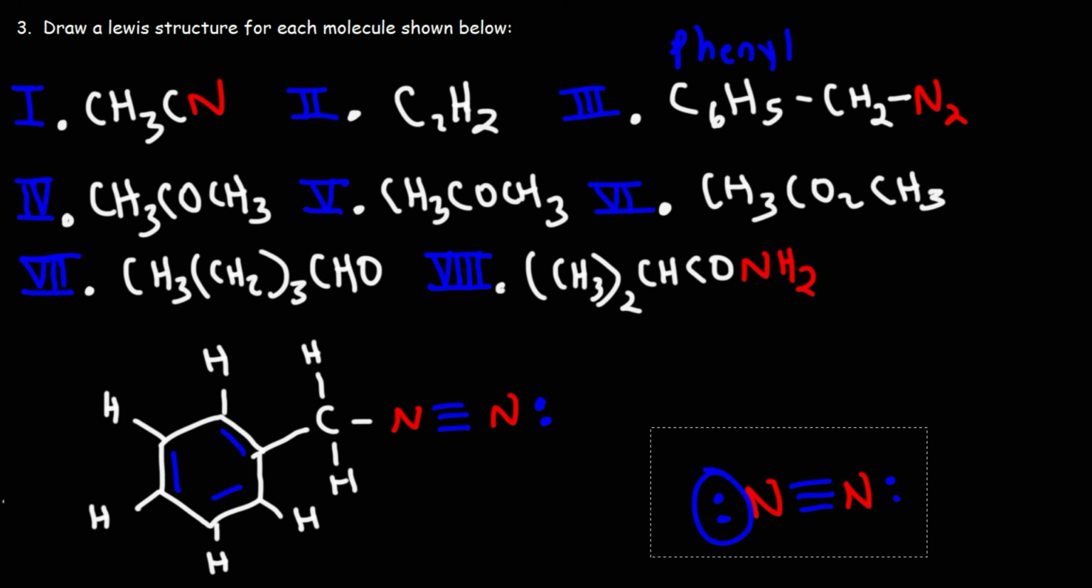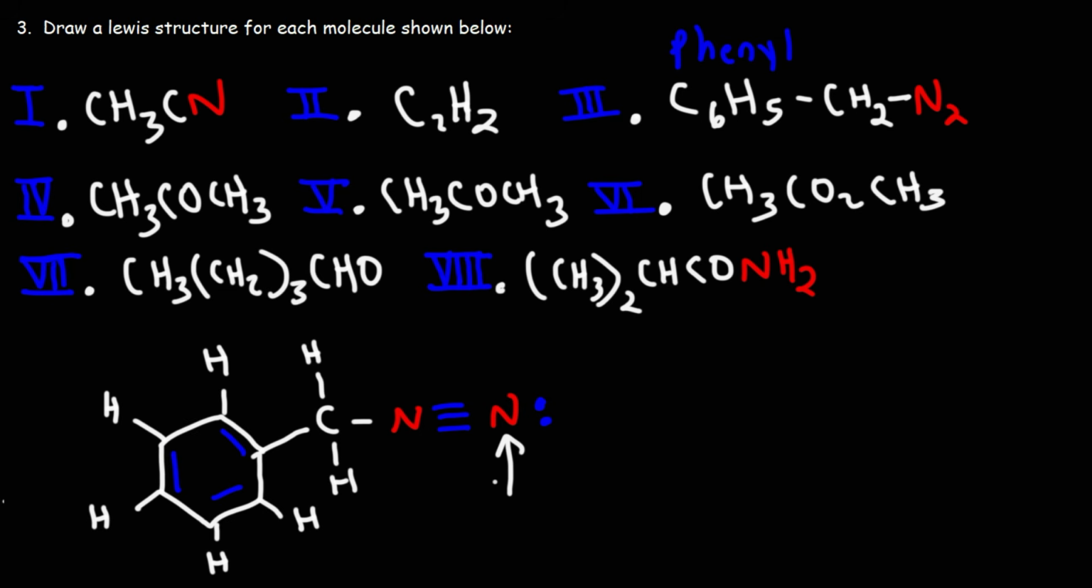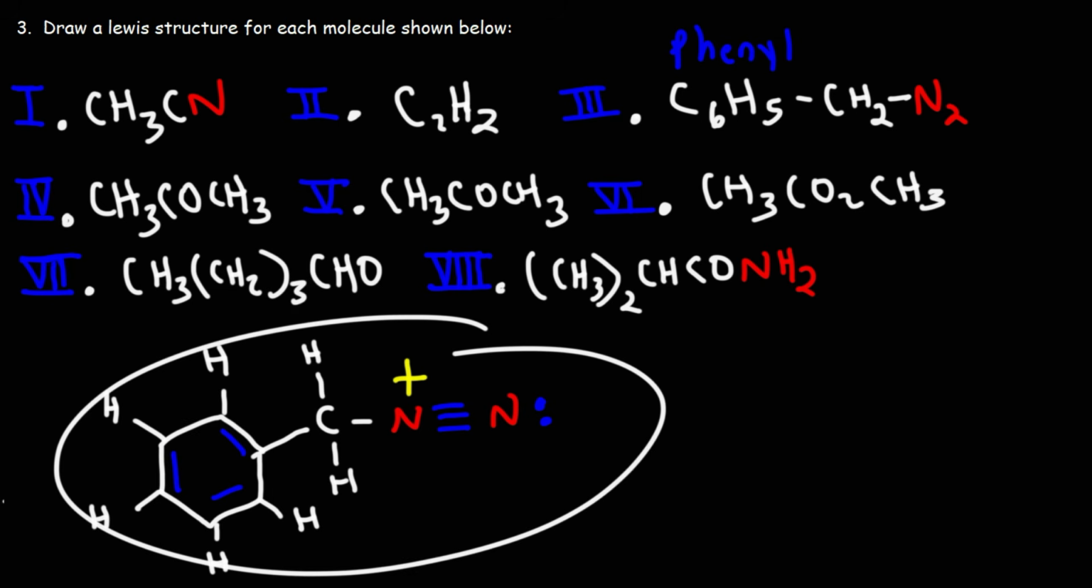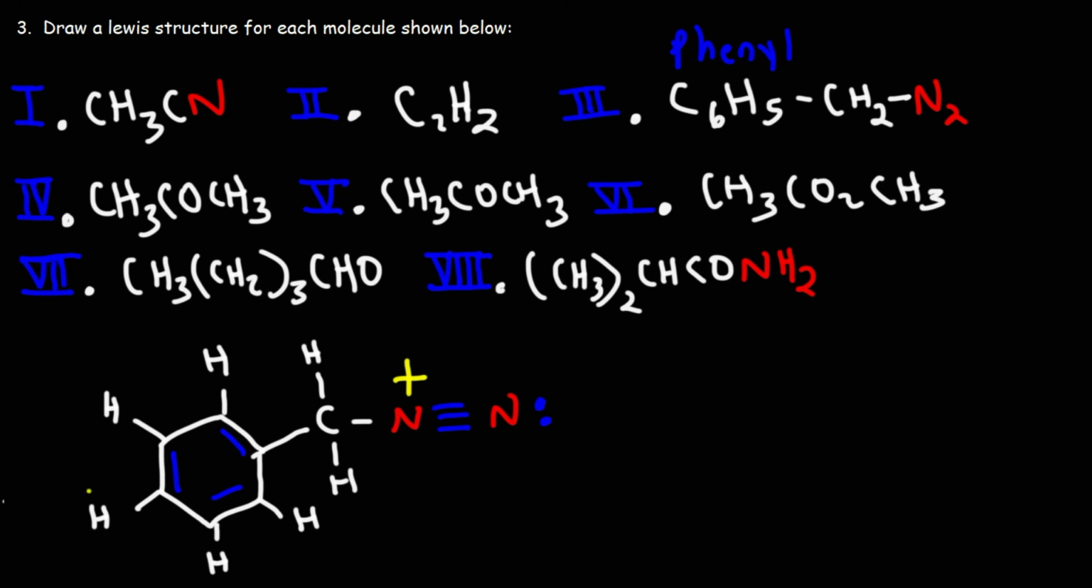Now we do need to incorporate formal charge. When nitrogen has 3 bonds, it's going to be neutral. But when it has 4 bonds, it's going to have a positive formal charge. So this is the final answer. So there should be a plus charge here.